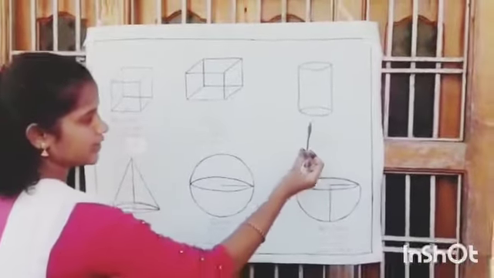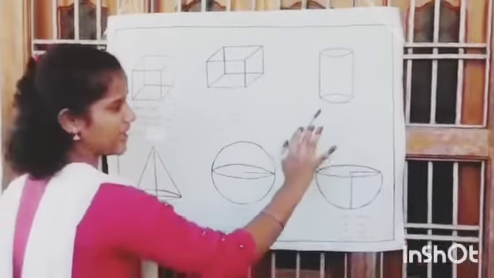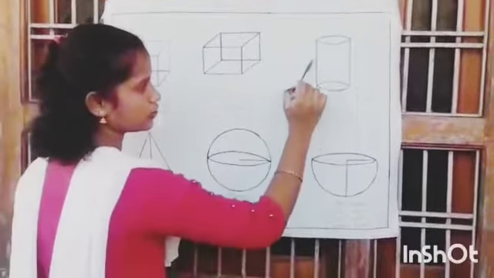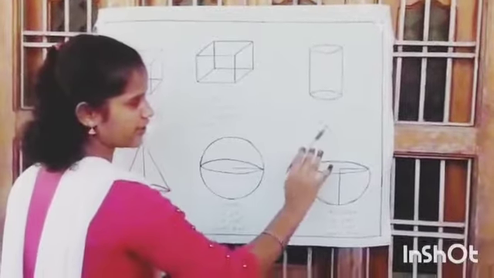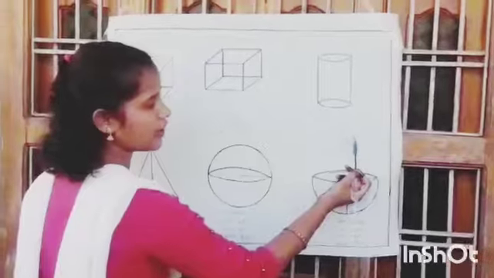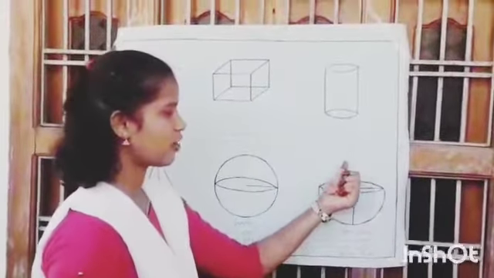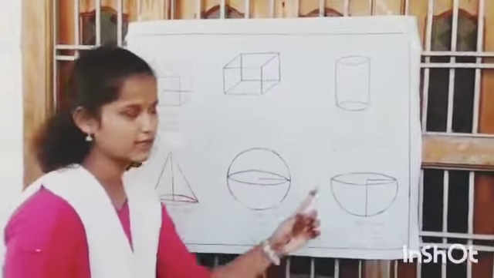Next, the regular circular cylinder, which has radius and height. It doesn't have any breadth or length, but it has radius and height. To calculate the total surface area and lateral surface area, we have some formulas. It is 2 pi r h for the lateral surface area and 2 pi r into (r plus h) for the total surface area of this cylinder. We use pi r square h as the formula to calculate the volume of the cylinder.